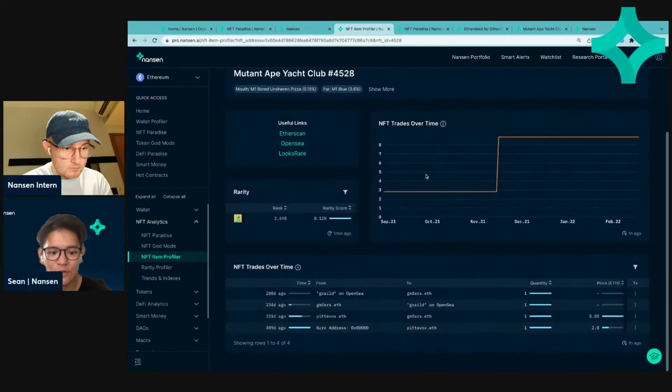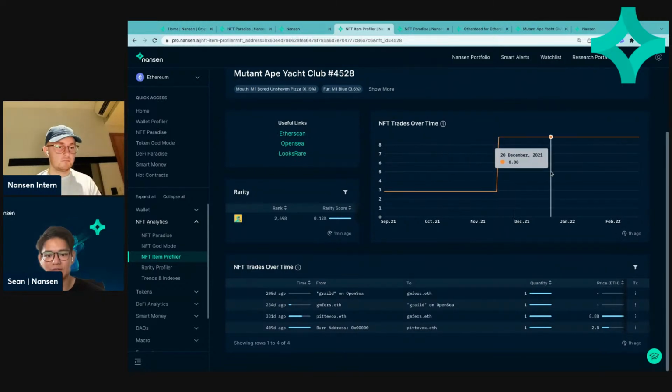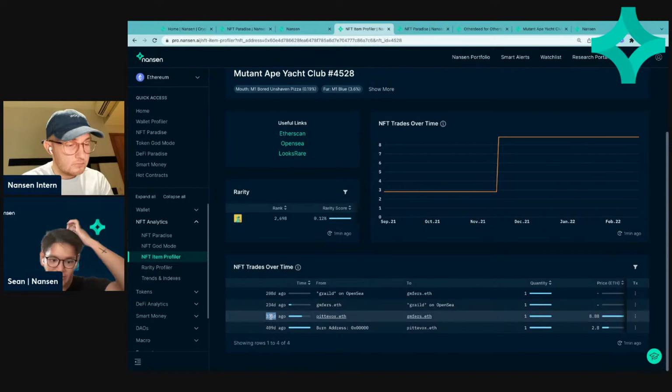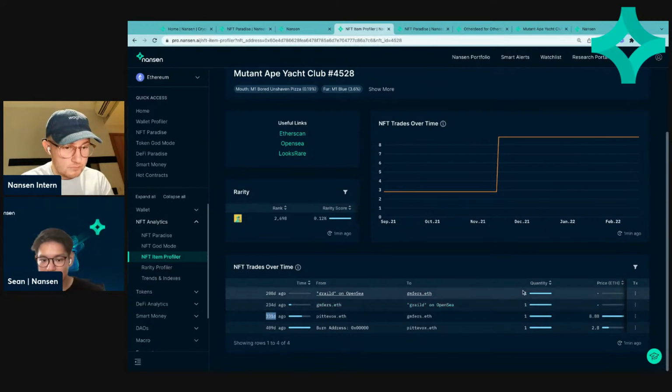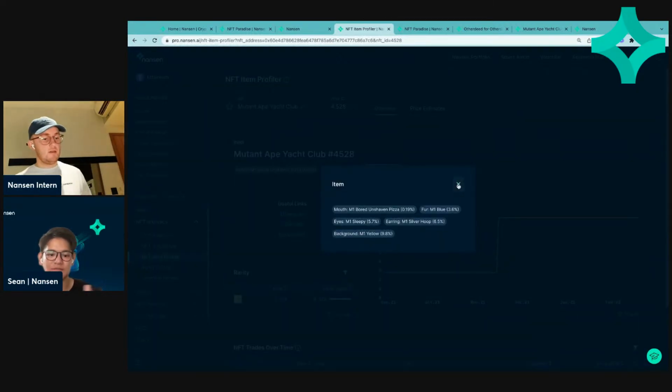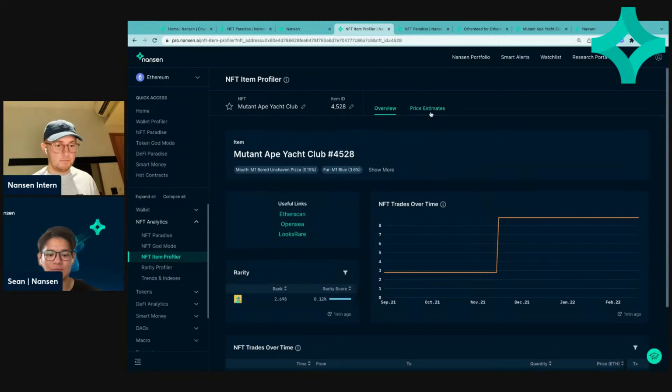And if we look at overview, this gives you a really quick rundown on the past trades that have happened, right? So you can see a sale happening at 2.8 ETH, and then another one following at 8.88 ETH, and this was a very, very long time ago, like 331 days ago. So that more or less covers item profiler and how you can deep dive into a specific item to understand why it's being priced as it is or how it's been trading across time previously.